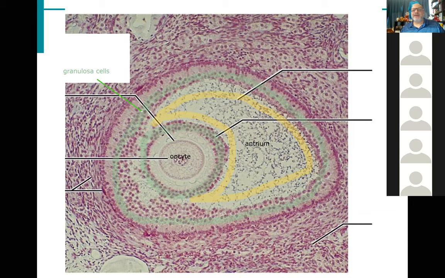Bingo. And notice there is a cluster of cells on the outer surface of this as well. This particular one doesn't show up quite as well, but we can still distinguish it definitely here. There is a densely packed layer of cells on the outer surface of the follicle. And these cells on the outer surface of the follicle are what are known as thecal cells.